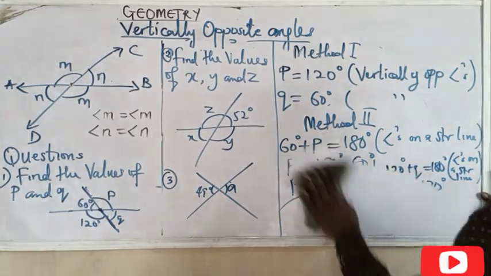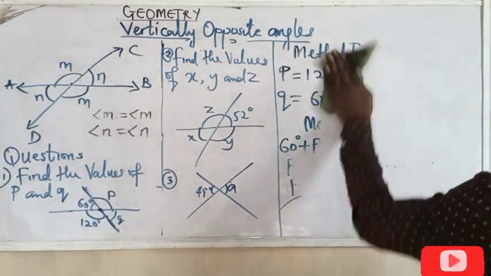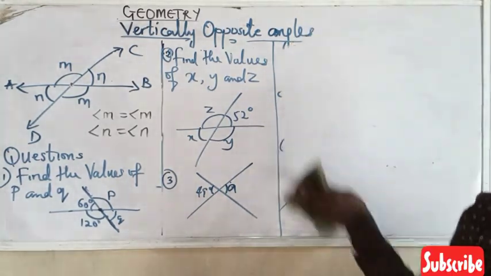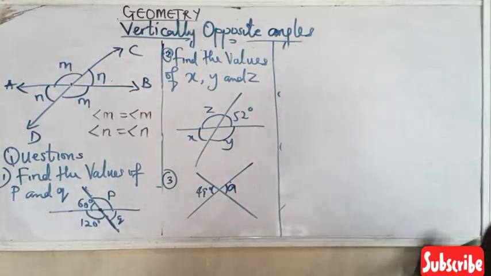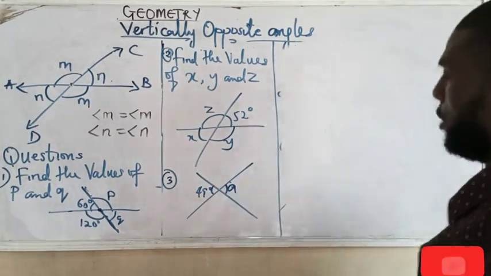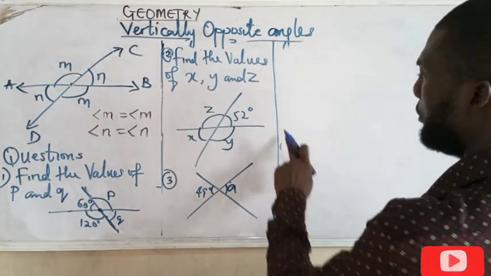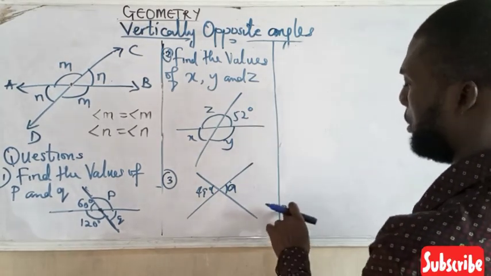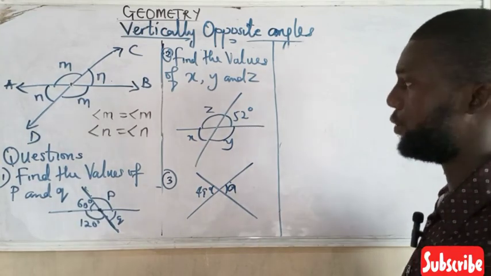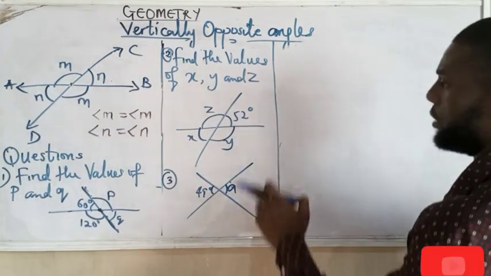The second question is, we are told to find the values of x, y, and z. So what do we do? Find the values of x, y, and z. So I'll use the first method, but the second method can also be used. So we are going to use vertically opposite angles.